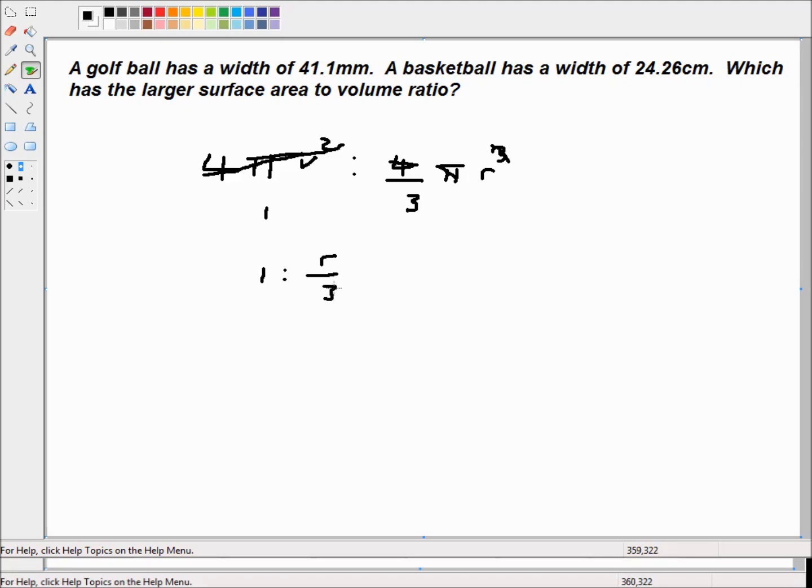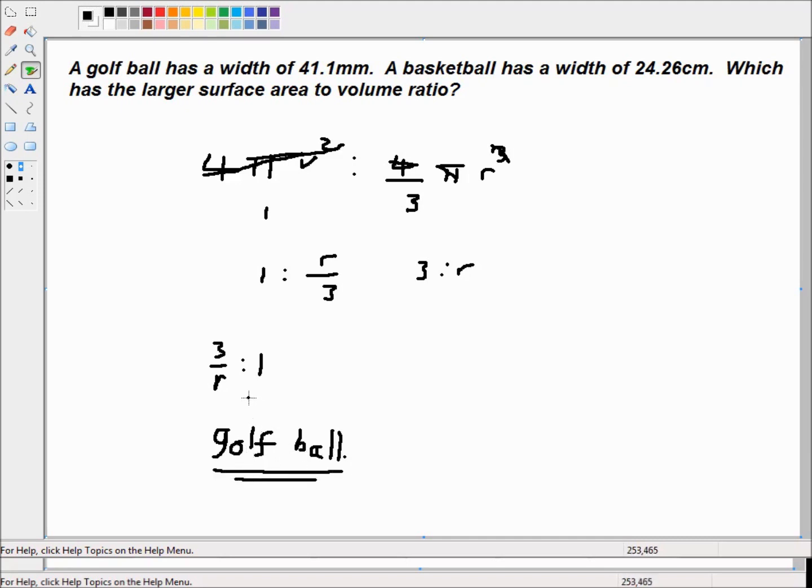Of course, for surface area to volume ratio to be comparable, we really want the volume to be the 1, not the surface area to be the 1. So if we multiply everything by 3, that gives us a ratio of 3 to r. And if we divide everything by r, we get 3 over r to 1. And that's basically all there is to it. We can see that as r gets bigger, so the surface area to volume ratio gets smaller, because this is a fraction with r on the denominator. So the bigger the denominator of a fraction, the smaller the overall quotient is. So just from this, we can now deduce that the smaller ball, which would be the golf ball, has the larger surface area to volume ratio. And it's just that simple.